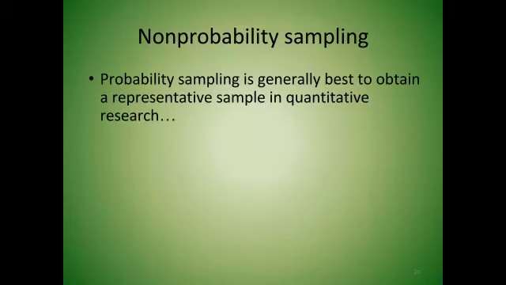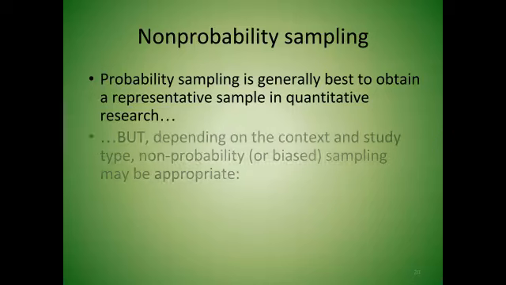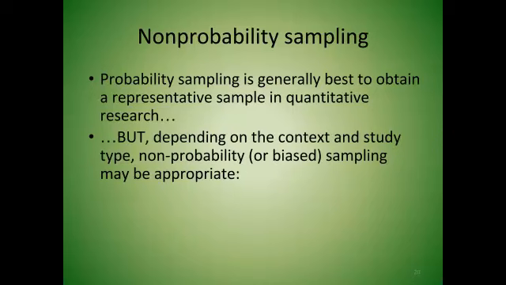When comparing sampling methods, it's important to keep in mind that sampling methods are tools, so the important consideration is whether it's the right tool for the job. And probability sampling, like simple random sampling or stratified random sampling, is generally best in order to obtain a representative sample in quantitative research. But depending on the context and the study design, non-probability sampling may be appropriate.